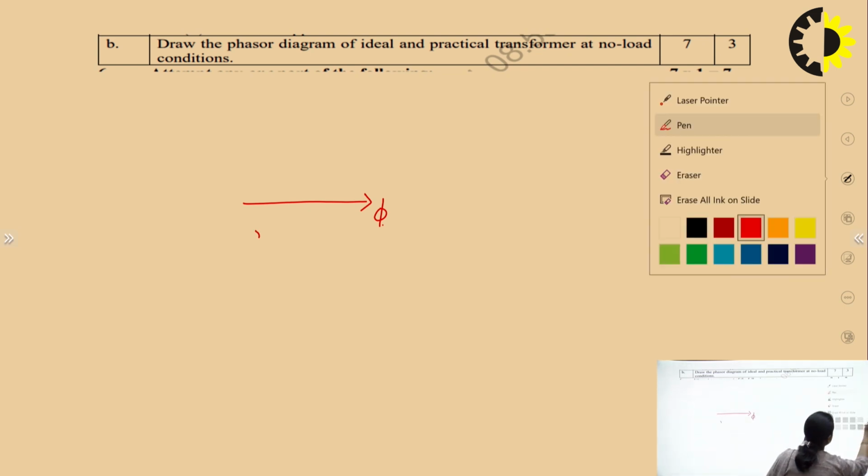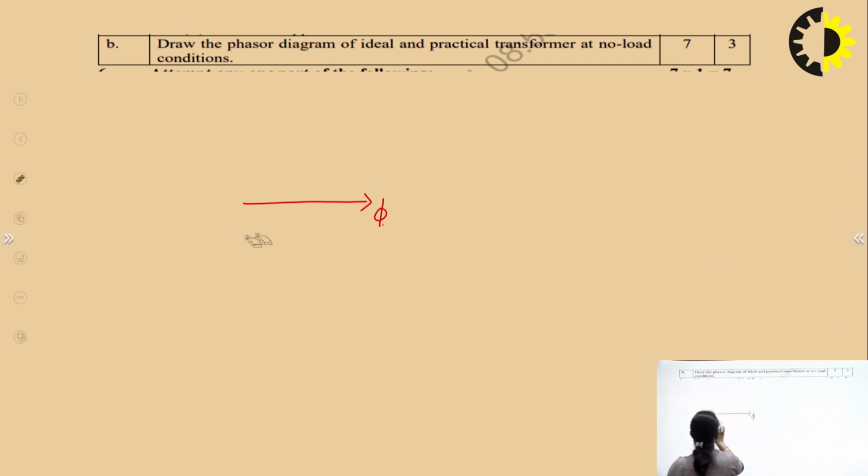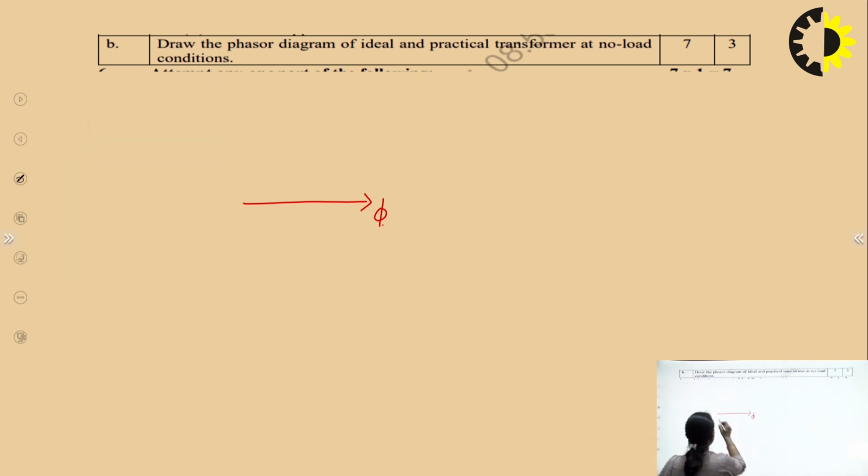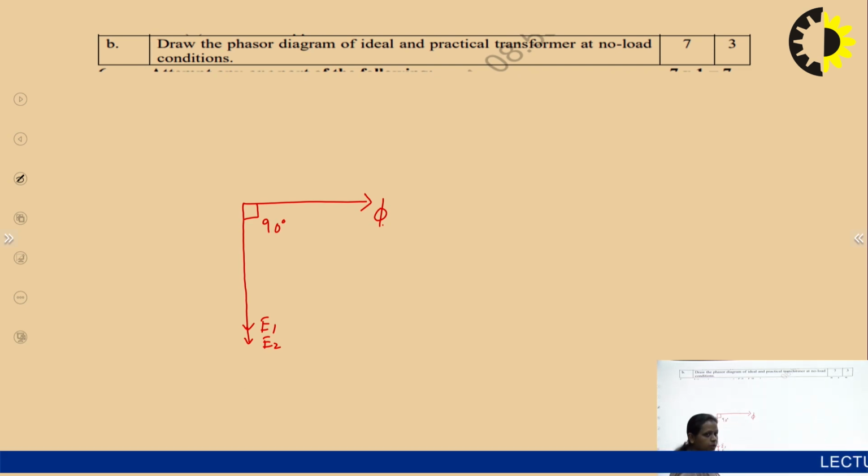Now you will draw E1 and E2. They are lagging phi by 90 degrees, right? So this will be at 90 degrees. Okay. Now we have drawn E1 and E2. Now let us see the ideal transformer.